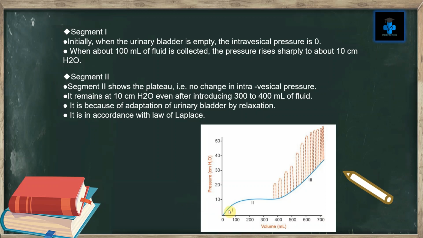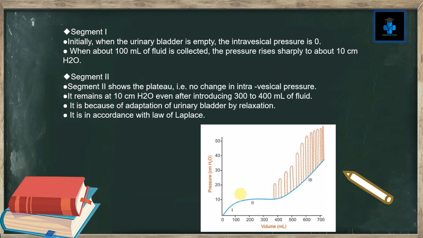And this graph possesses 3 segments, as you can see here. Now let's learn about the 3 important segments. Segment 1. Initially, when the urinary bladder is empty, the intravesical pressure is 0. When about 100 milliliters of fluid is collected, the pressure rises sharply to about 10 centimeter water.